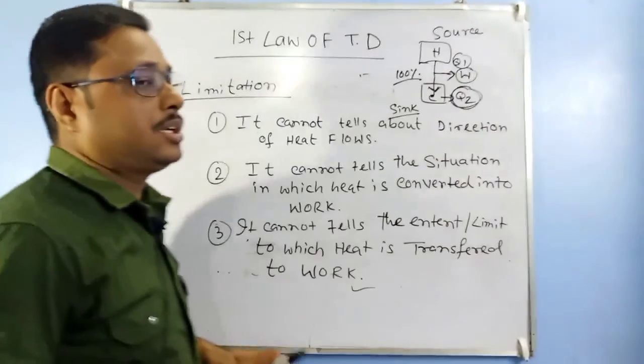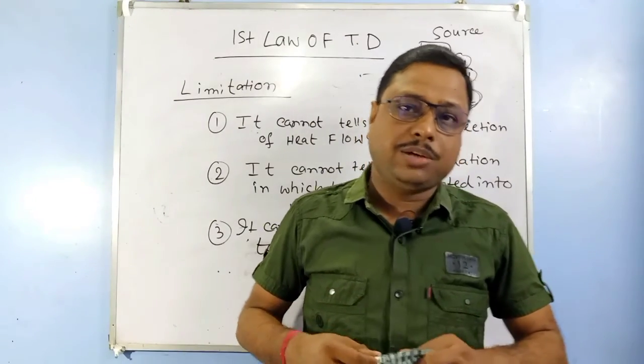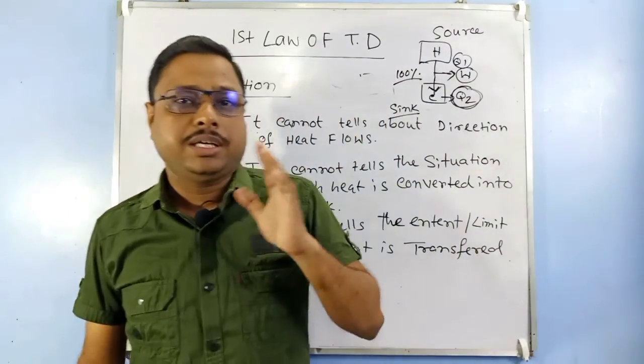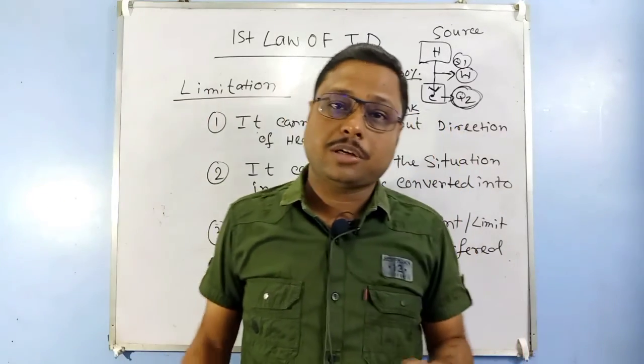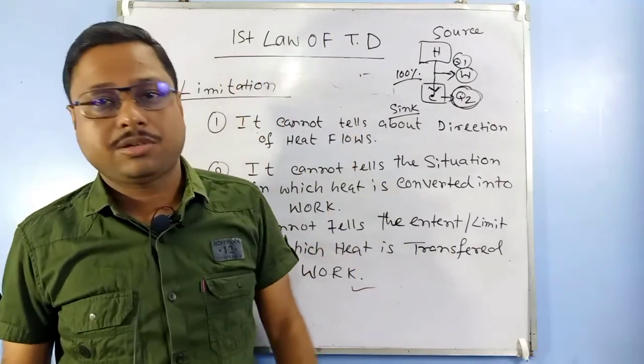So in this lecture we learned the basic law of thermodynamics, delta Q equal to delta U plus delta W, where it comes from, what the basic formula of thermodynamics is, what its statement is, and the limitations of the first law of thermodynamics.